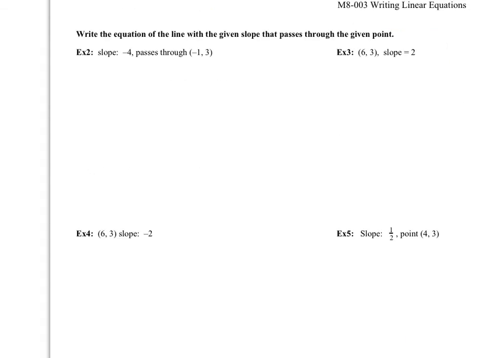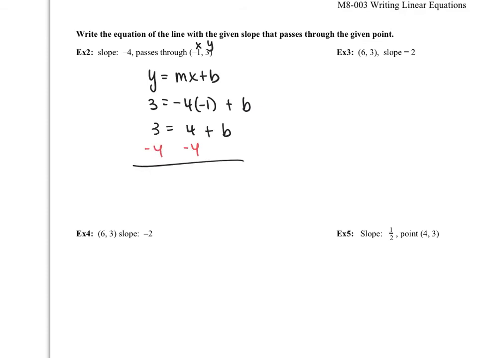For example 2, I'm again going to write my y = mx + b equation, and I'm going to fill in the information that I know. My slope is -4, so that can take the place of m. My x value is -1, and my y value is 3. My unknown value is b. So now to solve for b, I would do -4 times -1, which is +4. And then to get b by itself, I would subtract 4 from both sides for a b value of -1.